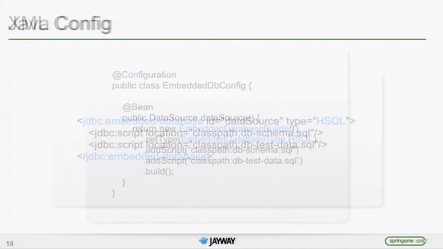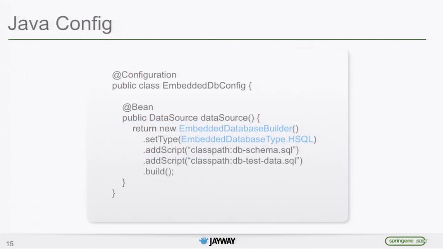If you're more into Java configuration, this is how the corresponding Java class would look. You add the configuration annotation, of course, then you create a bean, and you use the embedded database builder, to which you provide a type. And then you can also add the scripts here in the same way. So let's see how that looks in practice.